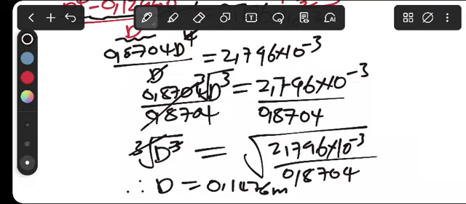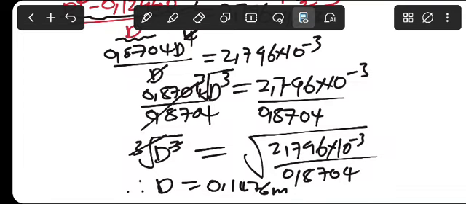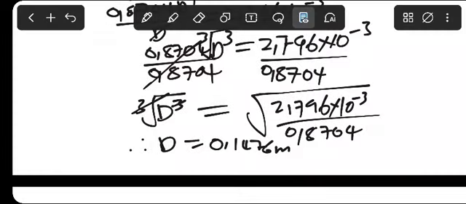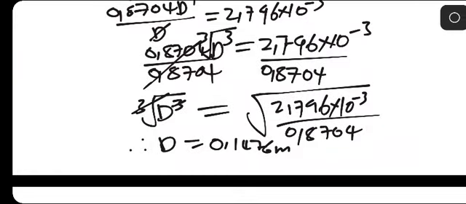This will be 0.1476 meter. Then, about that, you can multiply this by 1000. Let us round this to 3 decimal places.